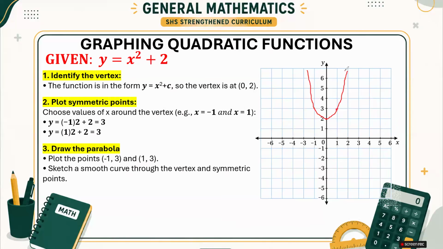And since the graph of a quadratic function is continuous, do not forget to put the two-headed arrow. So that is how we simply show the graph. Okay, so do not forget that the turning point of the parabola is called the vertex. So that is how it looks like.